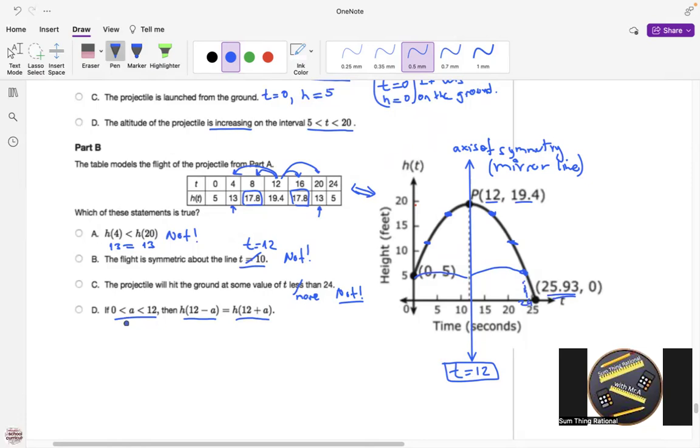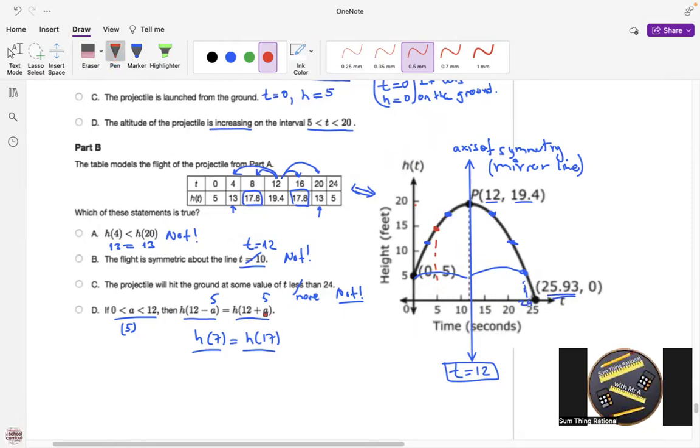Let's choose a, for example, 5, okay? Let's choose a is 5. What does that mean? Here, H of 12 minus 5, which is 7, and 12 plus 5, which is 17, okay? It means that after 7 seconds and after 17 seconds, the projectile height will be the same. Definitely, because T equals 12 is the axis of symmetry. 7 will be here somewhere, 17 will be here somewhere.